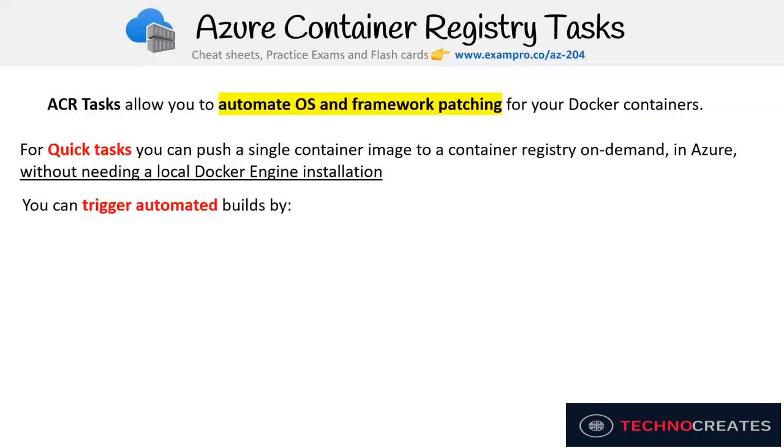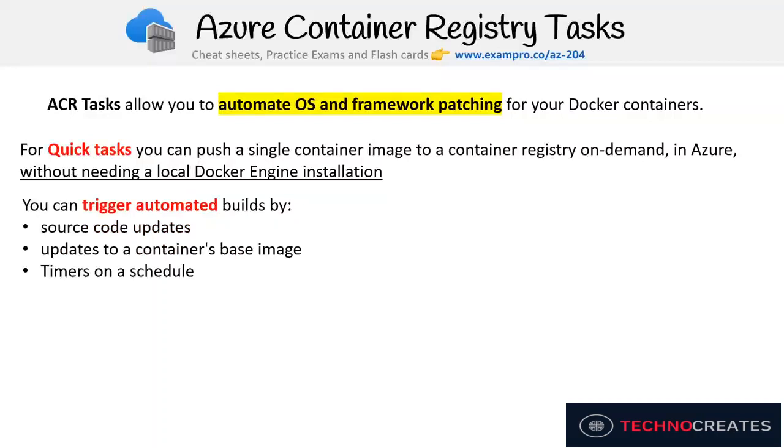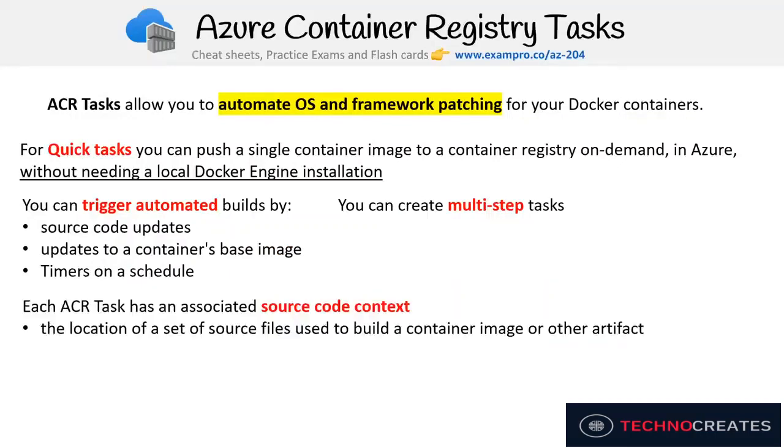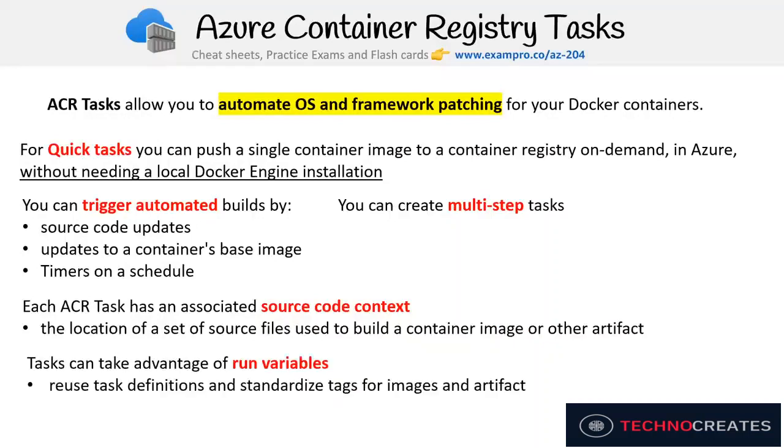You can also trigger some automated build actions. So maybe you push some source code updates, you update the container base image, you want to do it on a timer that's on a schedule. You can also have multi-step tasks, so you have to go through the various steps to complete that task. For each ACR task, it has an associated source code context. This is the location of the set of source files used to build a container image or other artifact. Tasks can take advantage of run variables, so reuse task definitions and standardized tags for images and artifacts. So there you go.